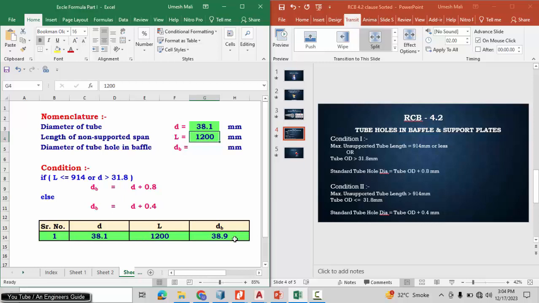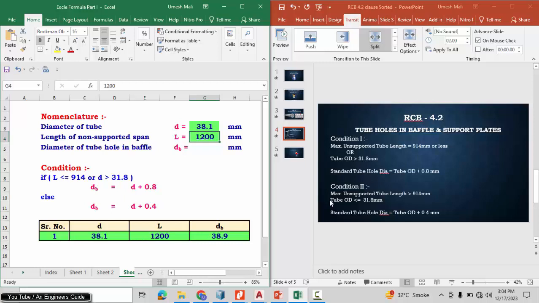Here the 0.8 has been added because your tube OD is greater than 31.8 mm. So the difference between those two conditions is: in condition 1, one of the conditions should be satisfied, and in condition 2, both the conditions should be satisfied. So this is what the clause TEMA RCB 4.2 says.